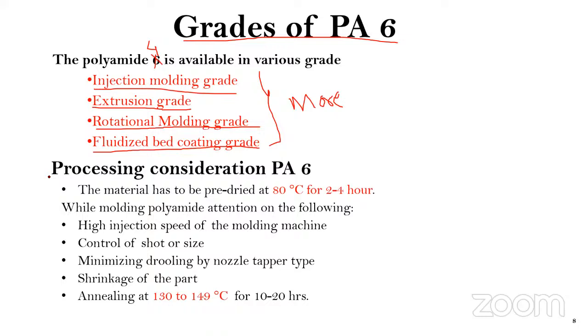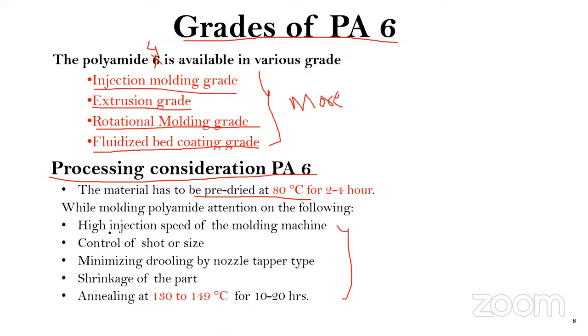So, if we do the processing of nylon 6, what are the things we need to take care of? First, as I told, they should be pre-dried. Nylon 6 should be pre-dried for 2 to 4 hours before you do the processing. And these are the few characteristics we have to remember while doing the processing of polyamide 6.